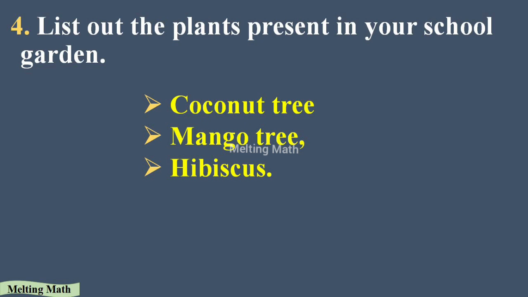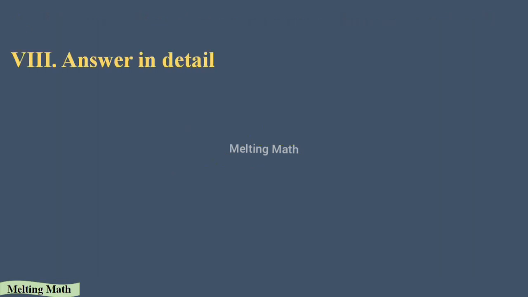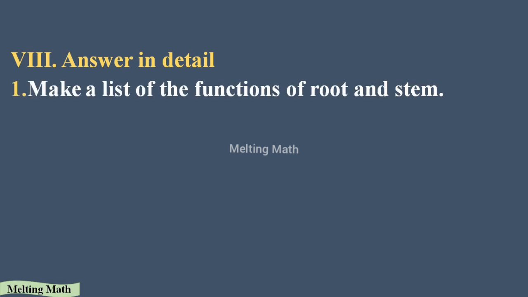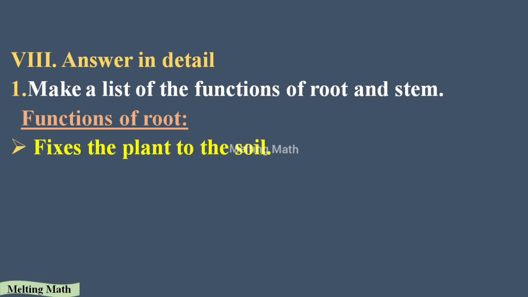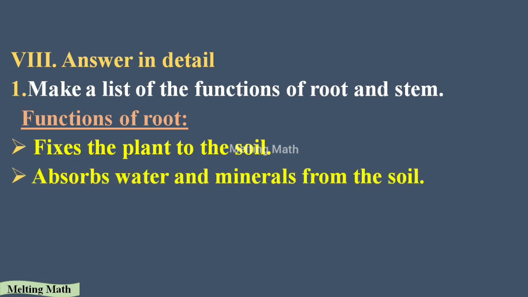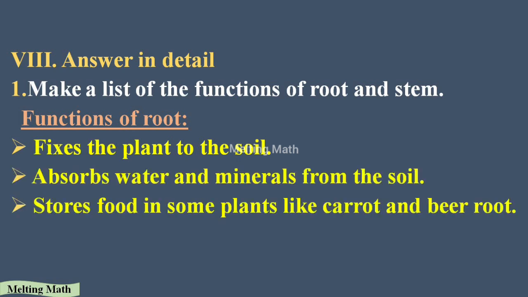Okay, let's see the seventh Roman letter. Answer in detail. First one, make a list of the functions of a root and stem. Let's first see about the functions of root. Root fixes the plant to the soil. Root absorbs water and minerals from the soil. Root stores food in some plants like carrot and beetroot. Okay, these are the functions of root.